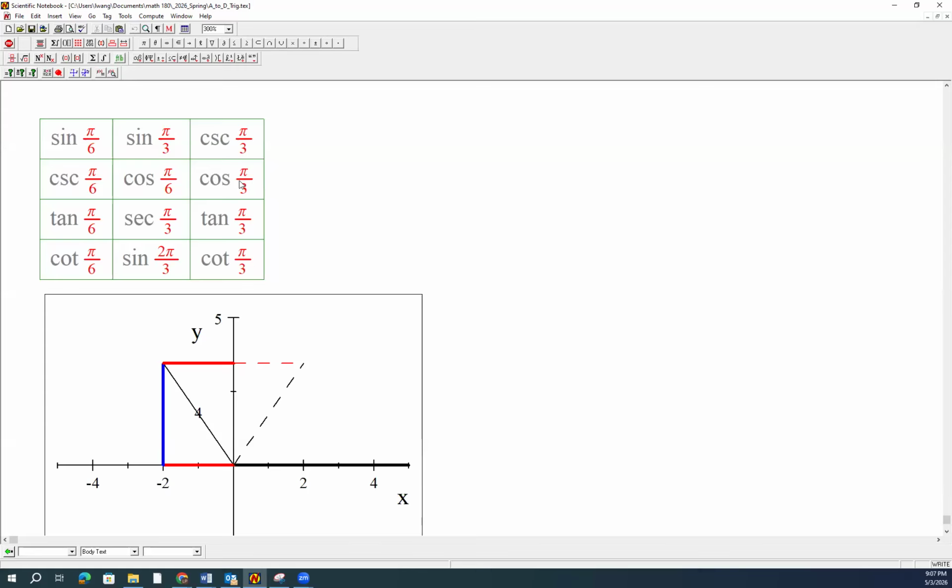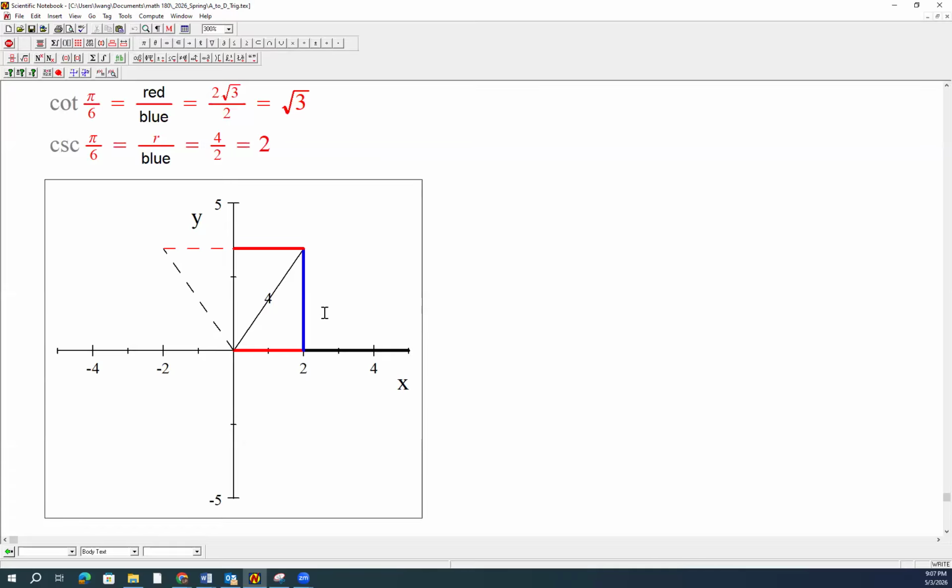Then we are on to pi over 3. Okay, we're on to pi over 3. So pi over 3 is 60 degrees. For a 60 degree angle, right, we measure 60 degrees. This is 60 degrees, pi over 3.